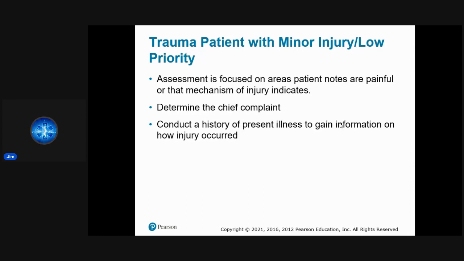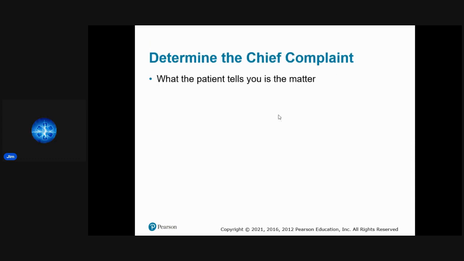Determine the chief complaint. We're going to conduct a history of the present illness to gain information on how the injury occurred. Determining the chief complaint. This is what the patient tells you is the matter. My ankle hurts. My arm hurts. My chest hurts.